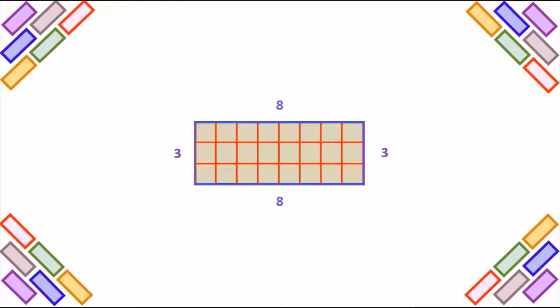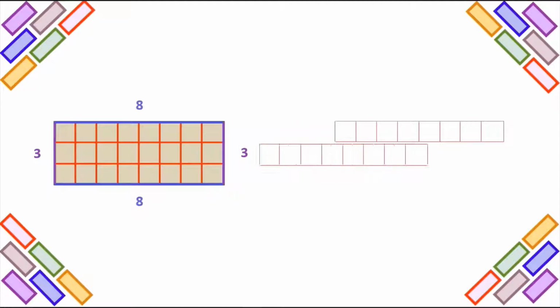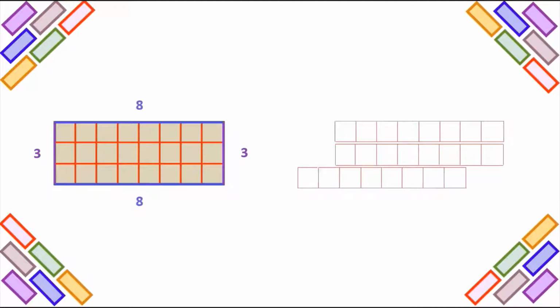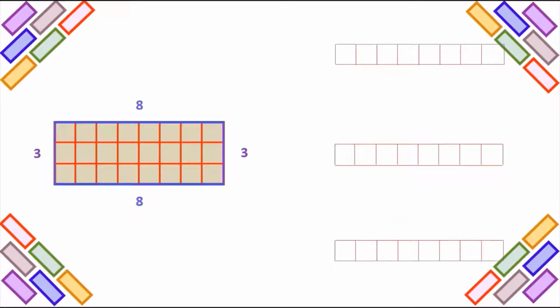For the second method, we will be focusing on the same 3x8 rectangle. I can actually take this rectangle and break it up into smaller rectangles. Every horizontal row that we have gives us a smaller rectangle. So we have 1, 2, 3 smaller rectangles that fit within this larger rectangle. So we're going to focus on these smaller rectangles for this next part.